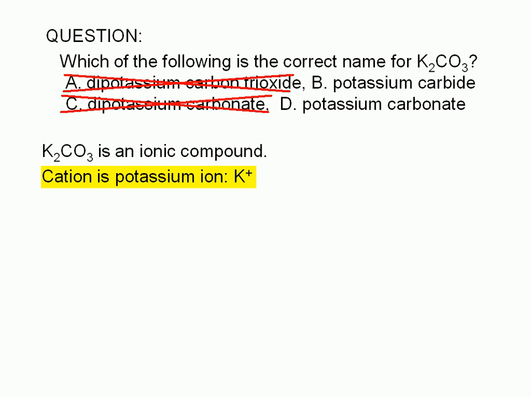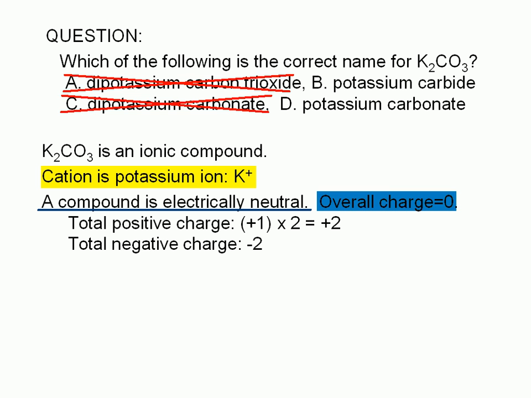The name of the cation is potassium, not dipotassium. It doesn't matter that there is a subscript of 2 for potassium in the formula. When naming ionic compounds, we do not use prefixes. To continue, let's figure out the anion.